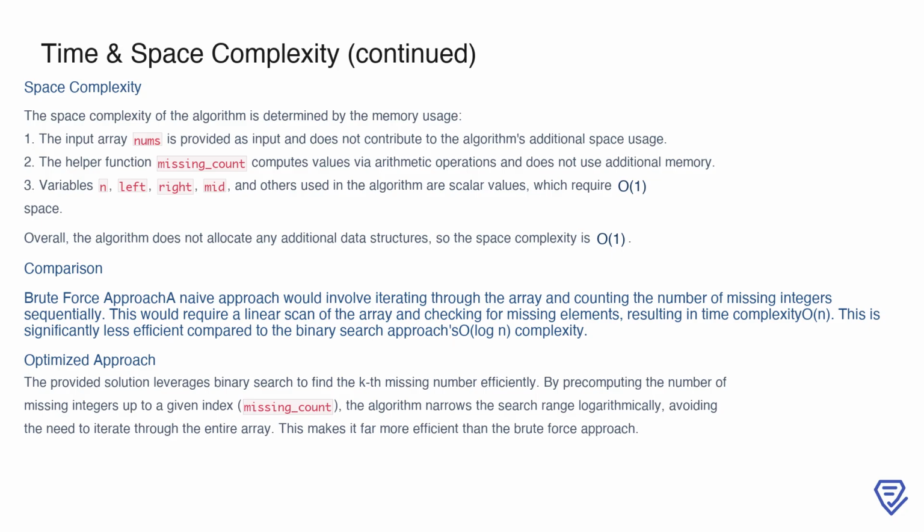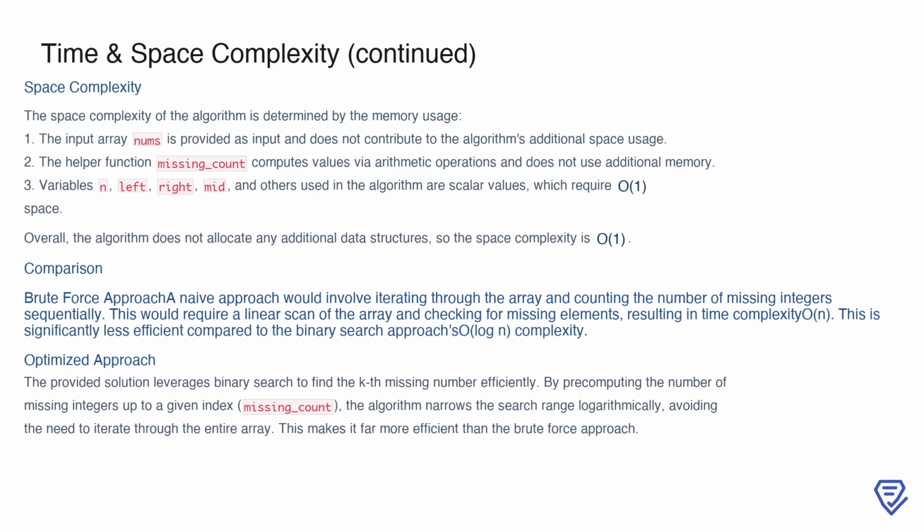The space complexity of the algorithm is minimal because it doesn't make use of any additional data structures. The input array nums is provided as input and doesn't count toward extra memory usage. The helper function missing_count uses only arithmetic operations and doesn't require additional memory. All the variables used in the algorithm, like n, left, right, and mid, are scalar values, meaning their memory usage is constant, or O(1). As a result, the total space complexity of the algorithm is O(1).